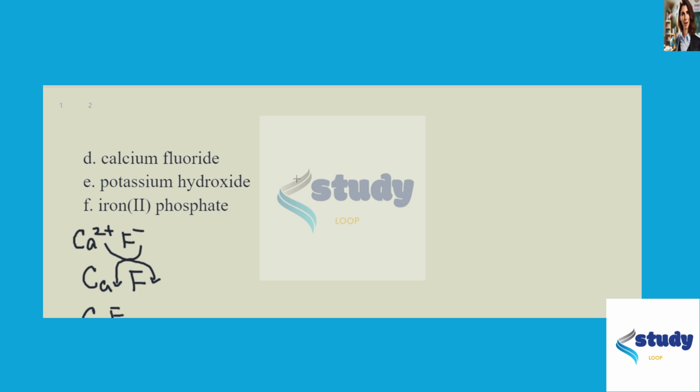Potassium hydroxide. So we have potassium is K, hydroxide is a polyatomic ion. Potassium is +1, hydroxide is -1. So we need one of each of them to obtain our compound, KOH.